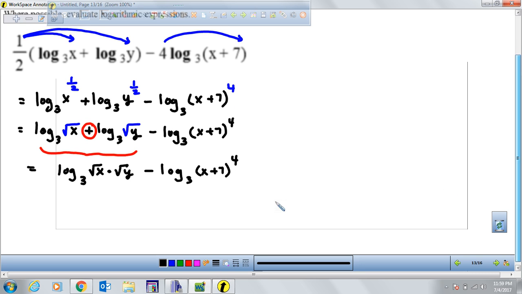Now, also from the radical section, we talked about this one a while ago. When I have the square root of x times square root of y, that is going to be the exact same thing as the square root of x times y.